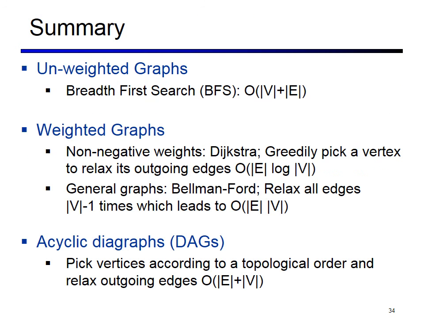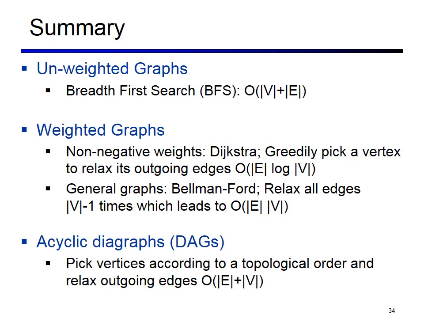To summarize, we talked about the following algorithms to find the shortest paths. For unweighted graphs, the breadth first search, or BFS, can be used to find the shortest paths with the time complexity O of E plus V. For weighted graphs, if the weights are non-negative, the Dijkstra algorithm can be used with the time complexity O of E log V, where it greedily picks vertices and relaxes all their outgoing edges.